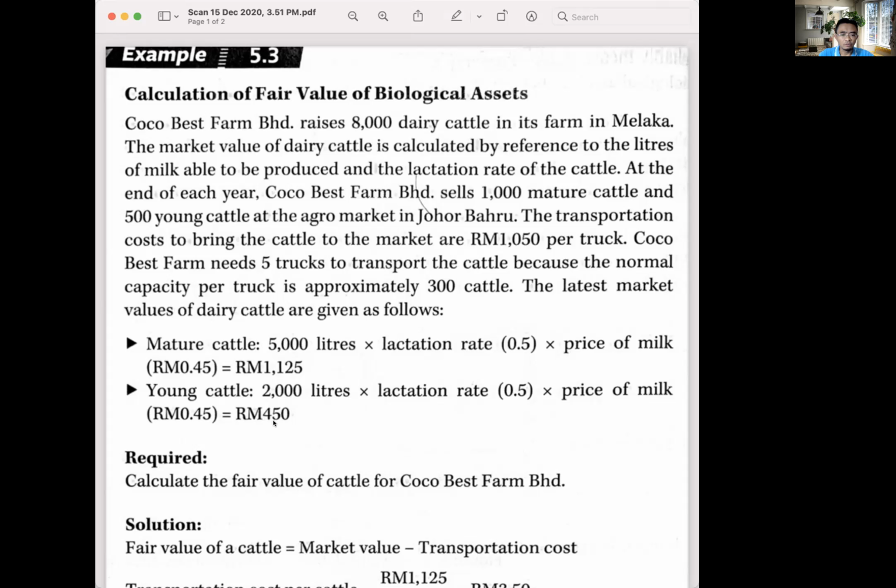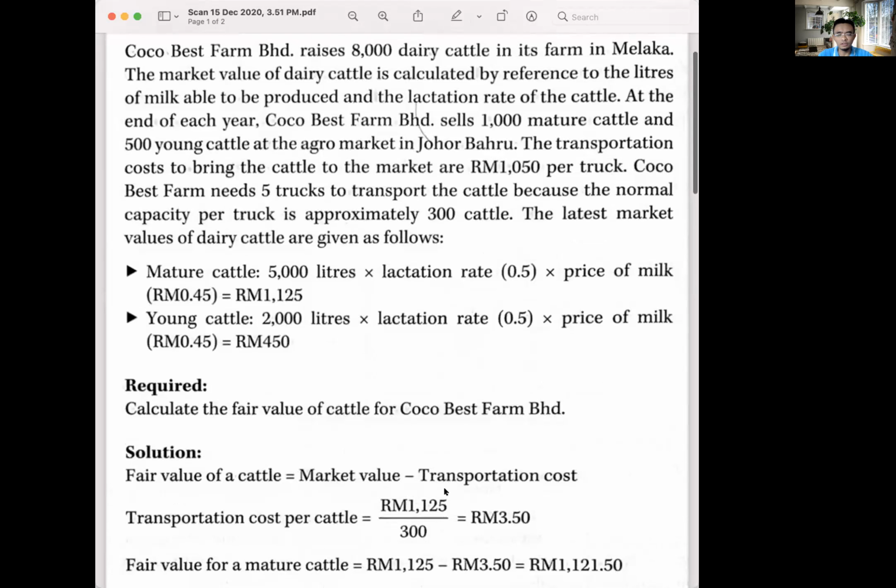Okay. So the fair value of biological asset, so the cattle is a biological asset, and the fair value of the cattle is calculated based on market value, the fair value less cost to sell. The transportation is the cost to sell. Market value minus transportation cost. Ataupun this is fair value minus cost to sell.